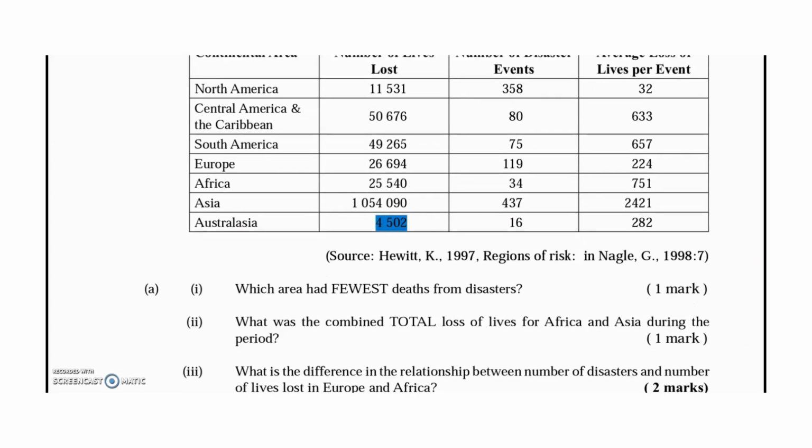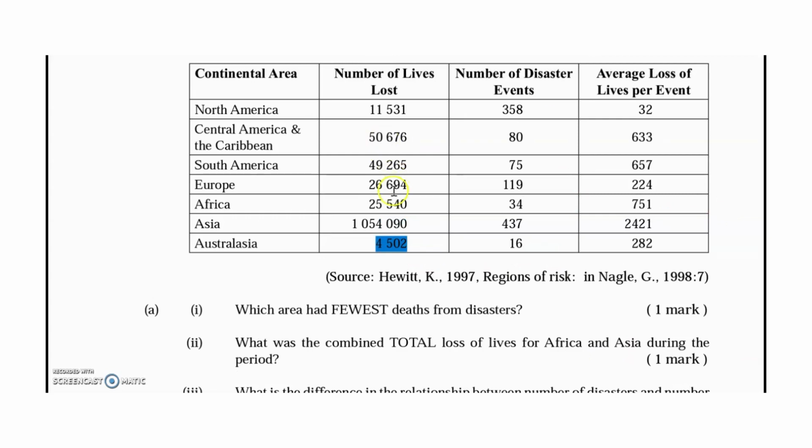Okay, very quickly. What was the combined total loss of lives for Africa and Asia? All right, loss of lives for Africa and Asia. We can see Africa is in fact 25,540. Asia is in fact 1,054,090. So when you combine both of them, you will actually get 1,079,630. I'll say that again. When you add up both of these values for Africa and Asia, you will actually get 1,079,630. All right.